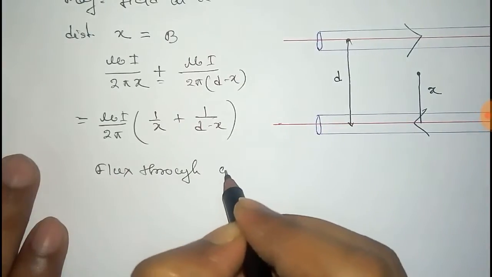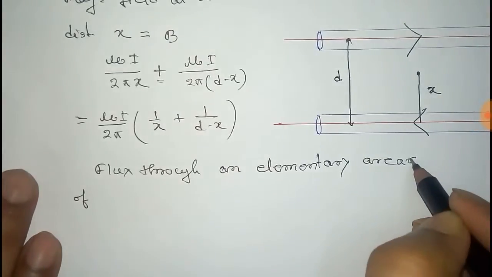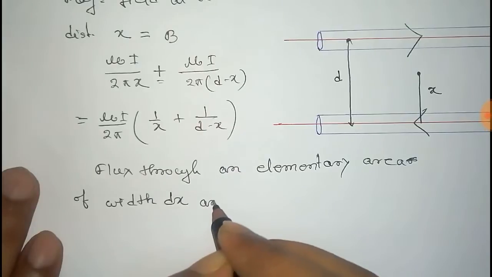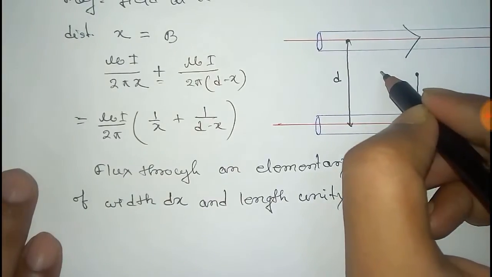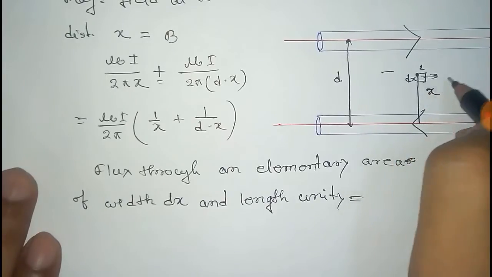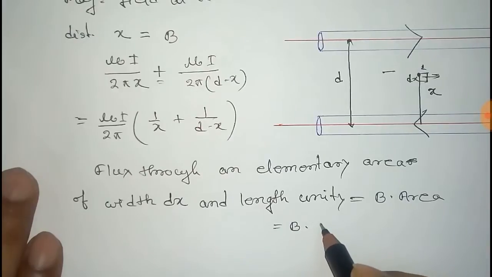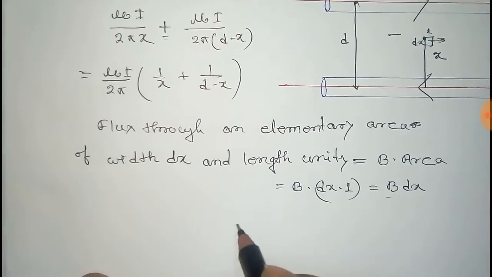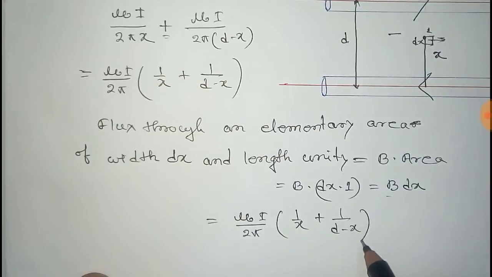Now the flux through an elementary area of width dx along the x-axis and length unity, that is length equal to 1 unit. Here we take an element area with width dx and length 1. So the magnetic flux through this area would be equal to B dot area, B into area, where the area is equal to dx into 1. That is equal to B dx. Now we put the value of B there, that is mu naught I by 2 pi times (1 by x plus 1 by d minus x), into dx.